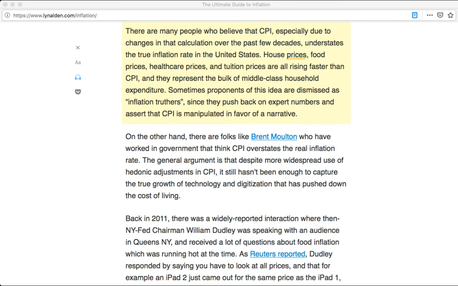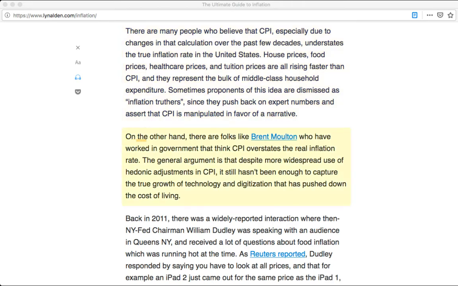House prices, food prices, healthcare prices, and tuition prices are all rising faster than CPI, and they represent the bulk of middle-class household expenditure. Sometimes proponents of this idea are dismissed as inflation truthers, since they push back on expert numbers and assert that CPI is manipulated in favor of a narrative.